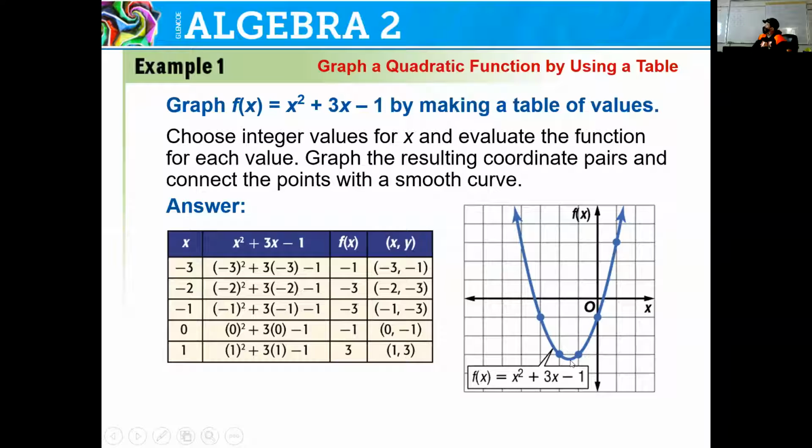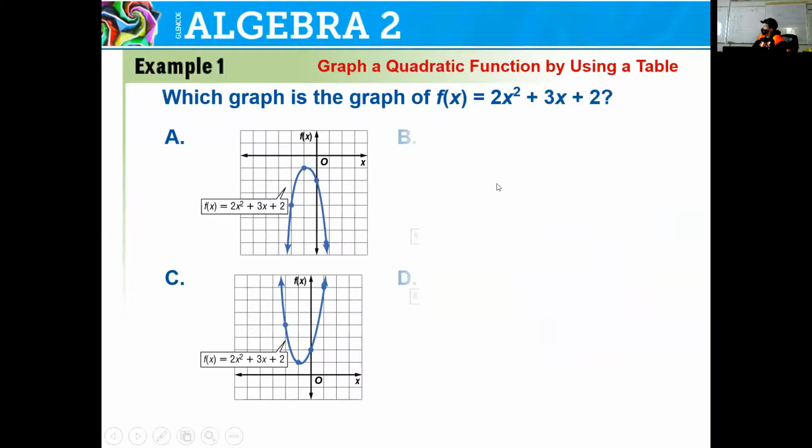So our vertex would be here. Here's -1, here's 0, here's 1 for our y values, -2, -3. Okay, so if we approach it strategically, it's not the most difficult thing in the world.